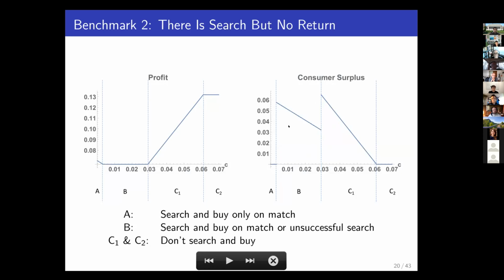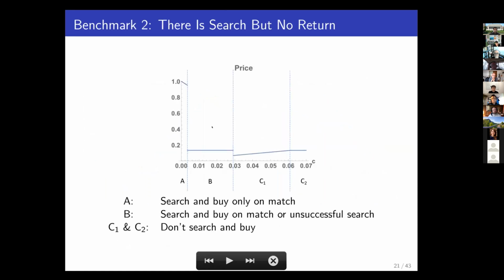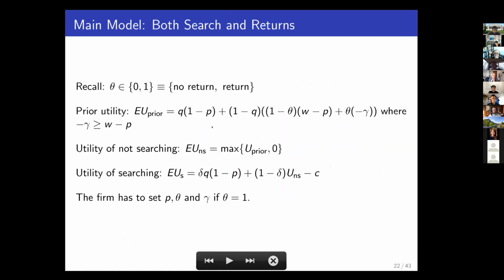Is leading to some positive consumer surplus. And the firm actually would like, all else equal, a very high search cost. And that's best for the firm. The consumer doesn't search. Now we get to the main model, which has both search and return.